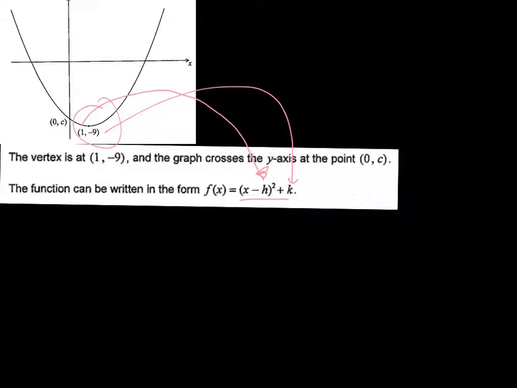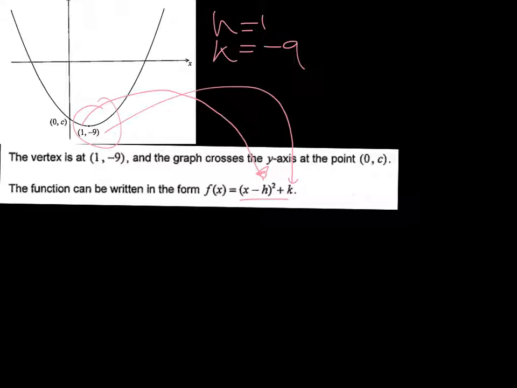So therefore, we can write straight away that h equals 1, not negative 1, because there is always a negative sign here, that's the convention. So h is just 1, because we've taken that straight from the coordinates, and then k is going to be negative 9.